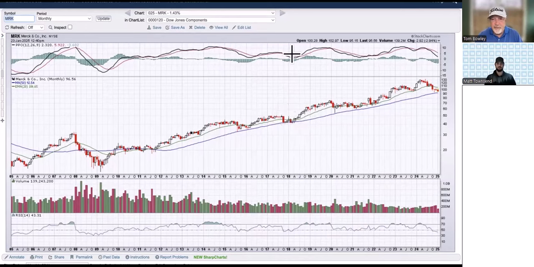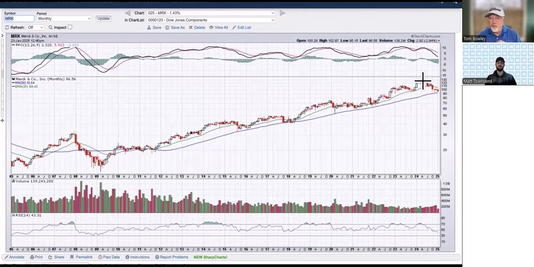There you go: 50-month test, PPO near the center line, monthly RSI in the 40s. What would have happened had you bought right back in here, end of 2017, early 2018? You'd have been really happy the next year or two in Merck. And so we dipped a little bit here into the 40s, got close to the center line here, and touched the 50-month moving average here. That was in 2021, and we went up from there.